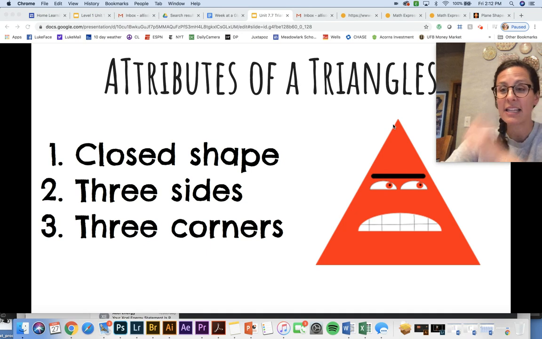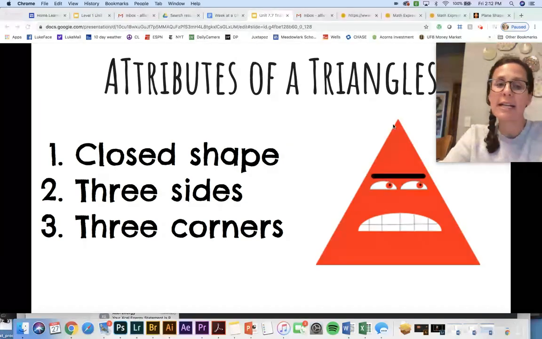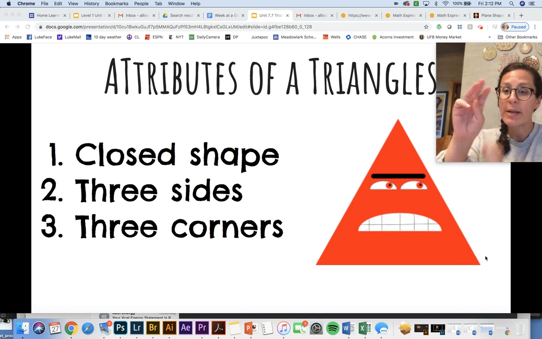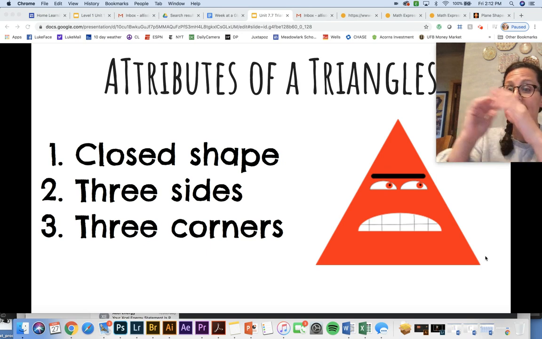And then finally, the last attribute of a triangle is that it has 3 corners. So a corner is where the shape comes together. So we have a corner here, a corner here, 2, and a corner here. So you have 3 sides, 3 corners, and it is a closed shape. Great.